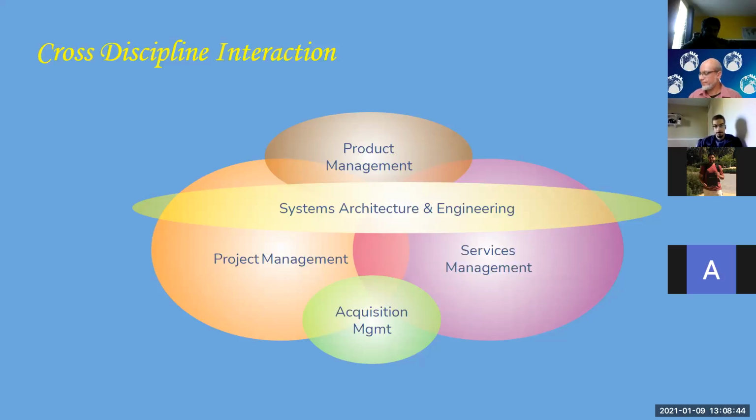So product management talks about planning the product itself. Project management is managing the project. Systems, architecture, and engineering. Yeah, we kind of talked about architecture here, which is supposed to be the stuff that goes into the project itself, such as employees, technology, all that. What exactly is acquisition management, though?